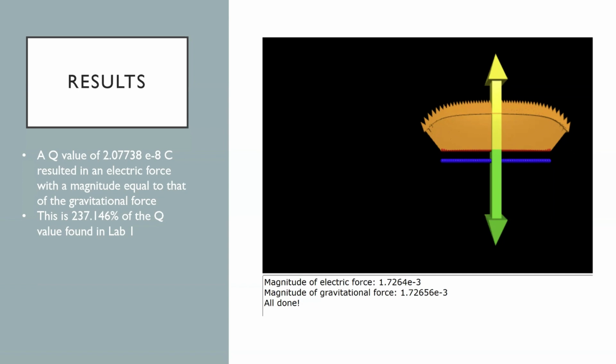And we computed that a Q value of 2.07738 times 10 to the minus 8 coulombs results in an electric force that directly counteracts the gravitational force. And this is over double the value of Q that I found in lab 1.